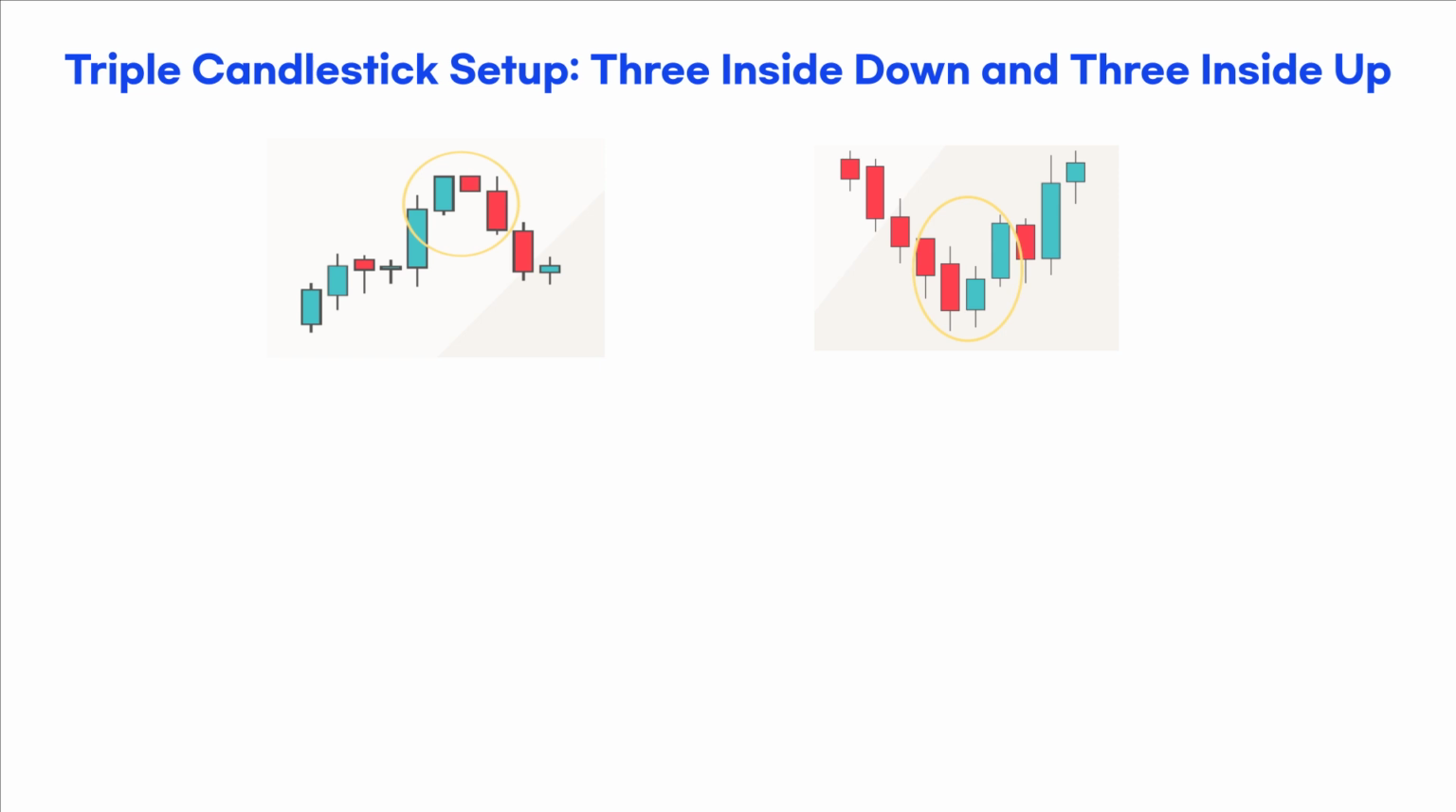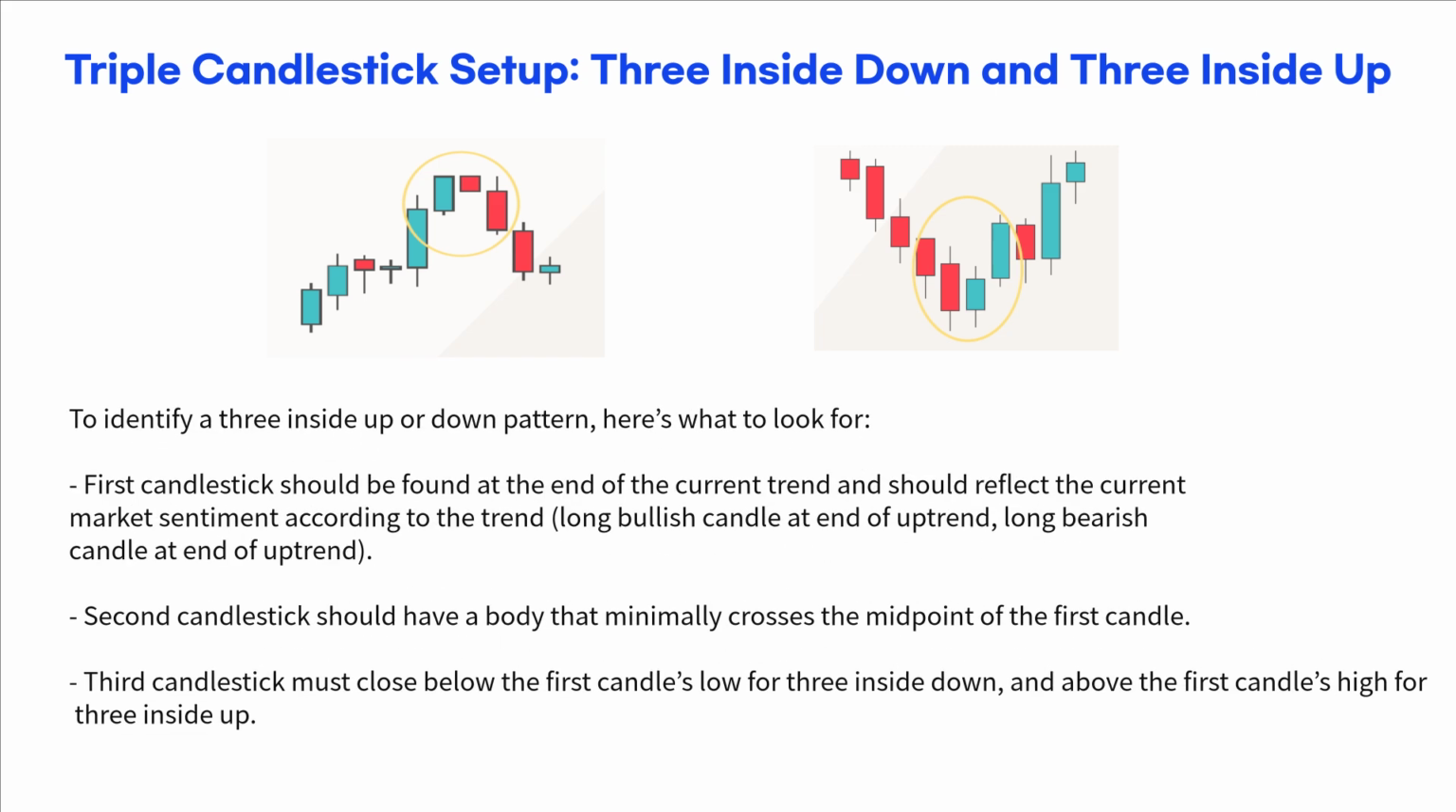The three inside up and down patterns are reversal patterns that typically occur at the end of a downtrend and an uptrend respectively. To identify a three inside up or down pattern, here's what to look for. First candlestick should be found at the end of the current trend and should reflect the current market sentiment according to the trend. Long bullish candle at end of uptrend, long bearish candle at end of downtrend.